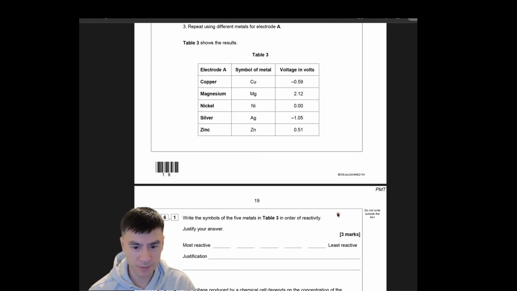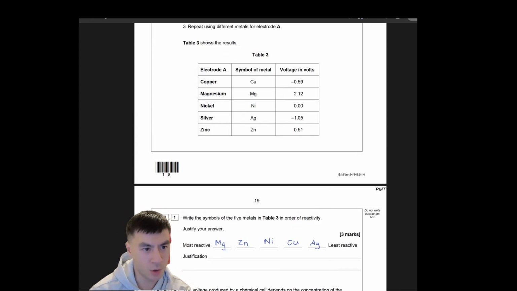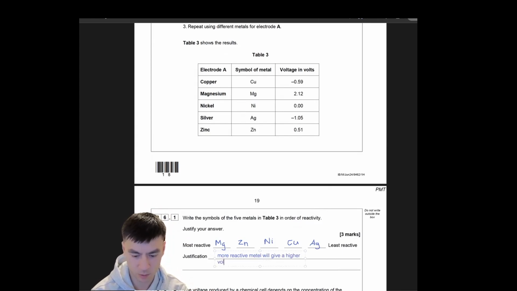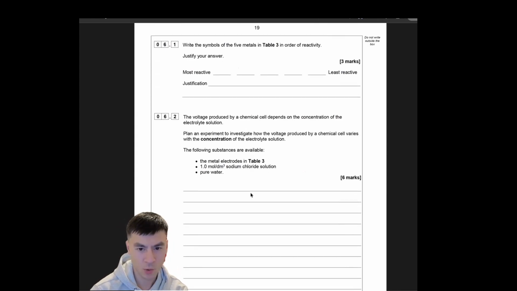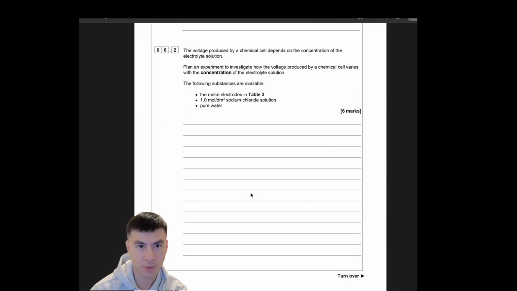Write the symbols of the five metals in order of reactivity。最 high voltage 係邊個？Magnesium，跟住就 zinc，跟住就 nickel，跟住就 which one's less negative? Copper，跟住就 silver。Justification 頭先講咗啦，more reactive metal will give a higher voltage. Oh my, 6 marks, 6.2.